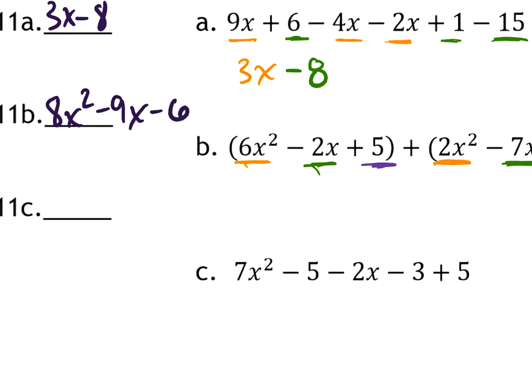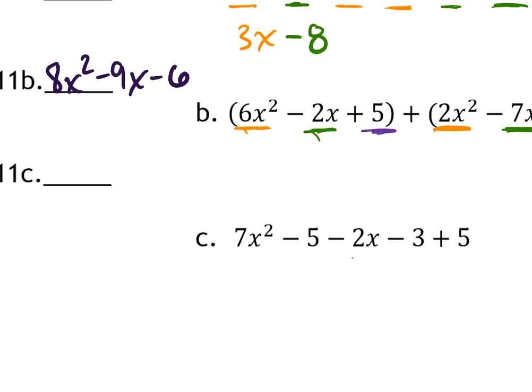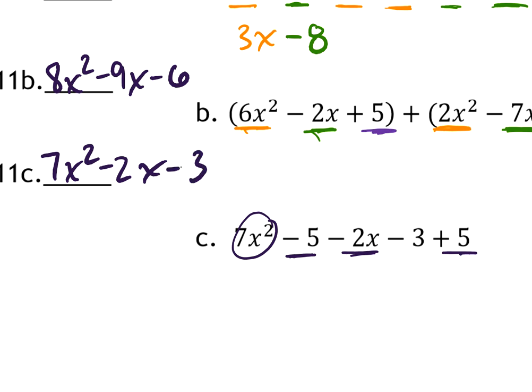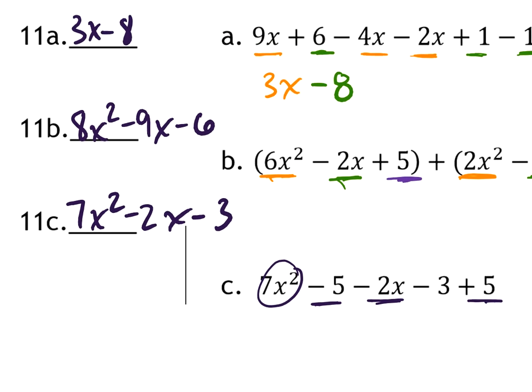Last problem there is C. 7x squared minus 5 minus 2x minus 3. Well, let's see. Really, I've only got the 1 x squared and the 1 x term, so my answer is 7x squared minus 2x. But then I've got to combine a negative 5 and a 5. That's easy, they cancel each other out. Negative 5 and the plus 5 is 0. And then I've got a negative 3. So those are my answers for 11: 3x minus 8, 8x squared minus 9x minus 6, 7x squared minus 2x minus 3.